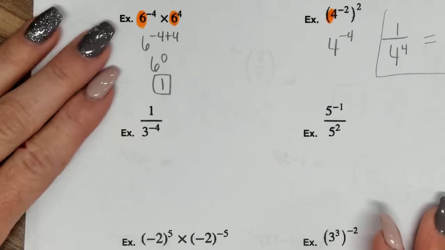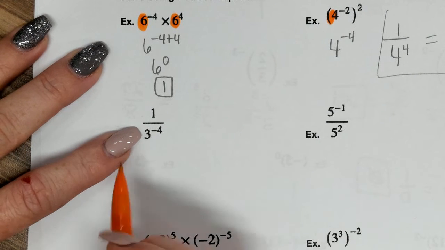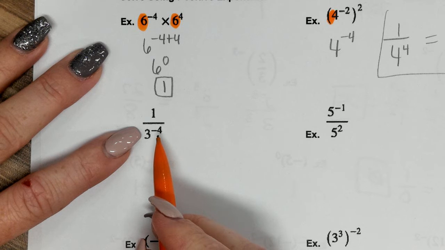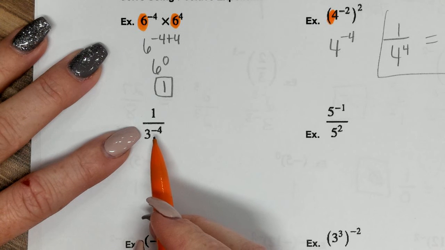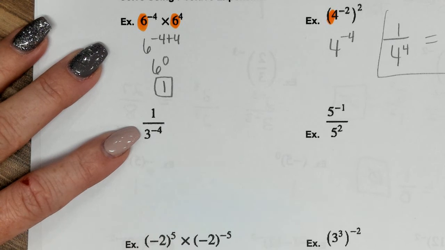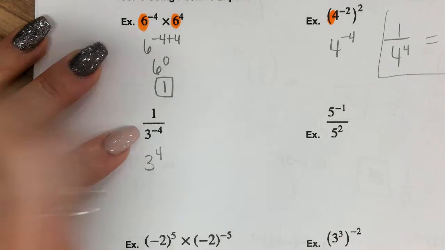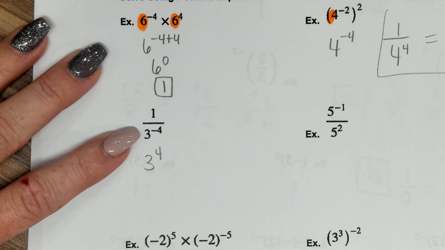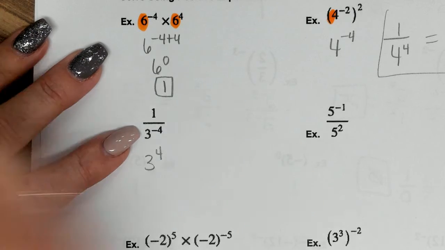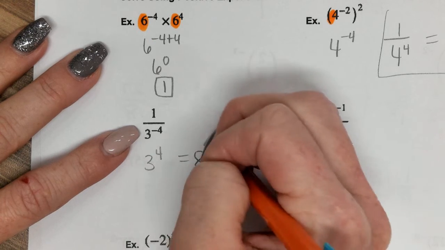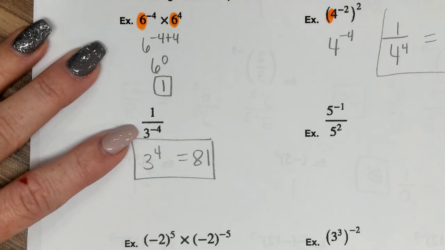All right, the next one. Can you have a negative exponent? What if it is on the bottom of a fraction? Then pull it to the top. So I now have 3 to the power of 4. Could I expand that? 3 to the power of 4 is 81. Both of those answers are correct.